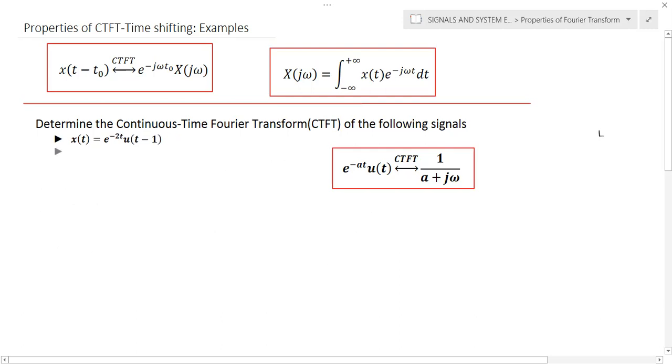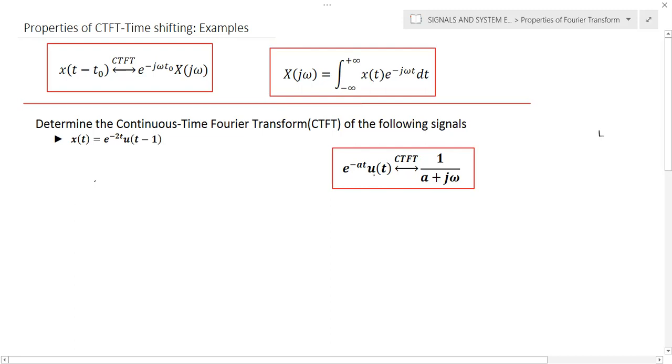In this particular question, x of t is e raised to minus 2t into u of t minus 1. Again, you can apply the time shifting property here, but if you closely observe, the t minus 1 shift is only in u, not in the term e raised to minus 2t. You cannot directly apply the time shifting property, so we need to modify this equation.